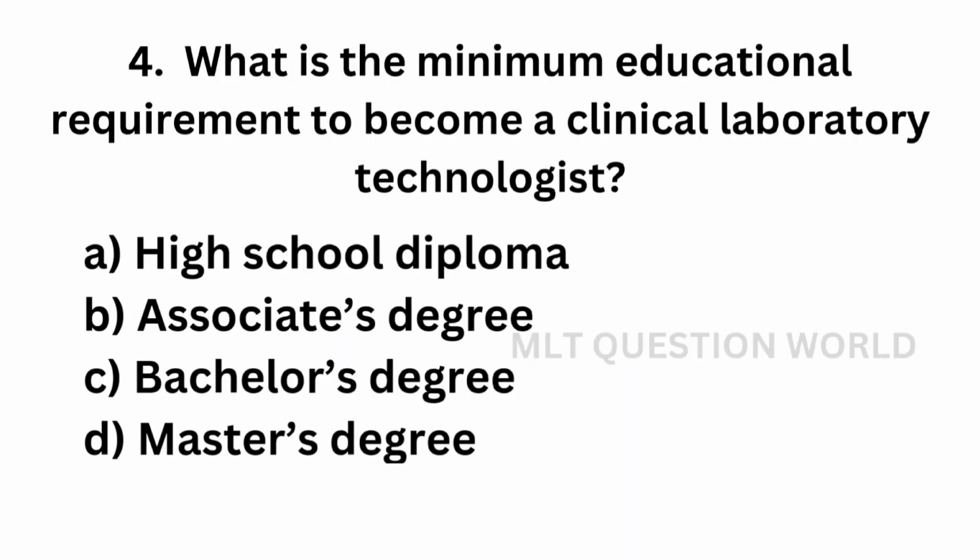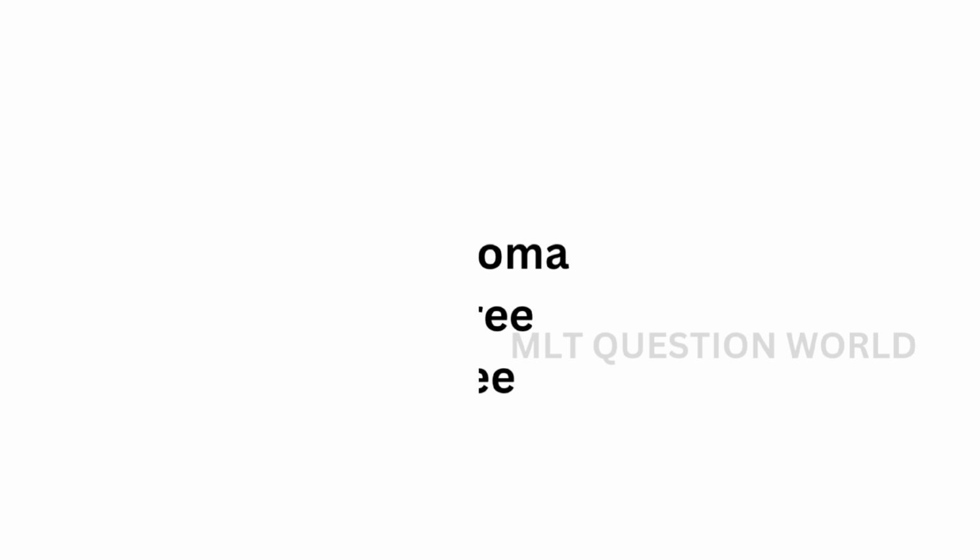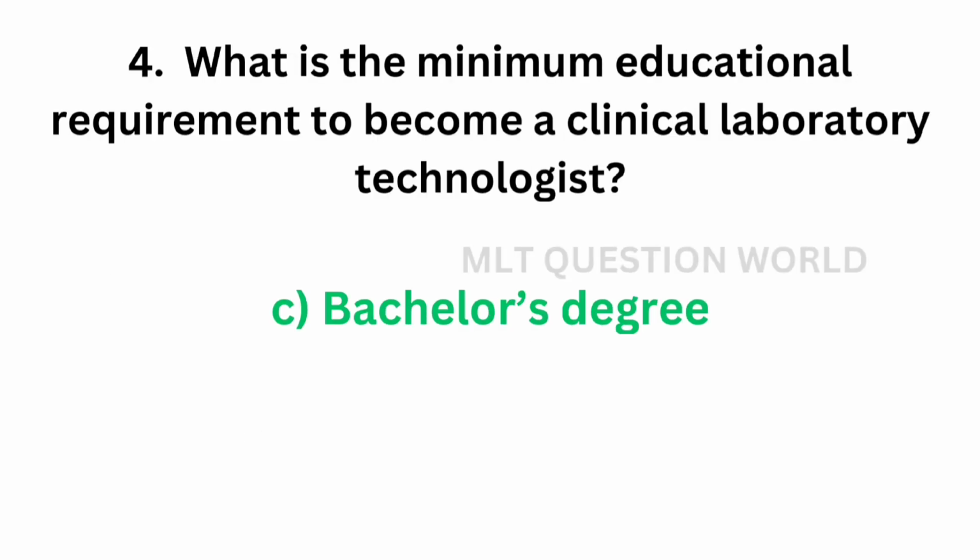Question number 4. What is the minimum educational requirement to become a clinical laboratory technologist? Option A. High school diploma. Option B. Associate degree. Option C. Bachelor's degree. Option D. Master's degree. The minimum educational requirement to become a clinical laboratory technologist. The correct answer is option C. Bachelor's degree. Bachelor's degree is needed to become a clinical laboratory technologist.